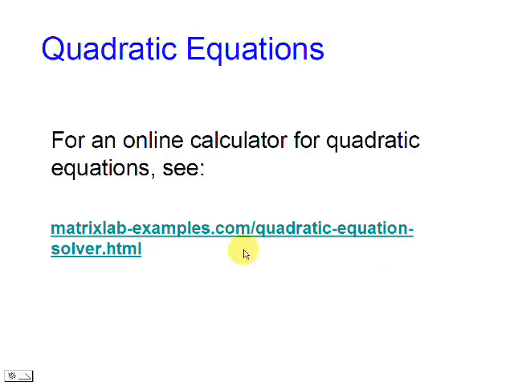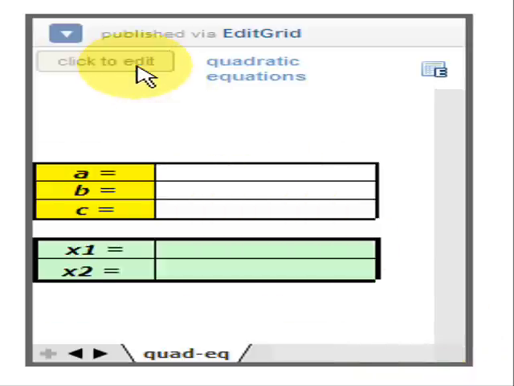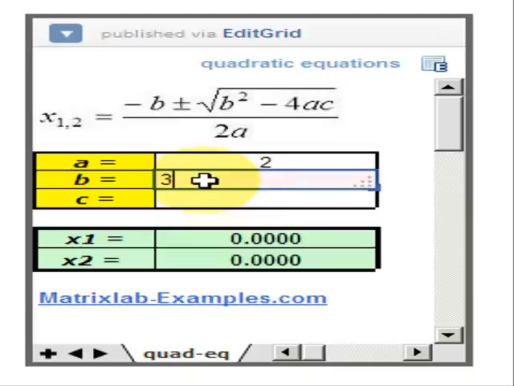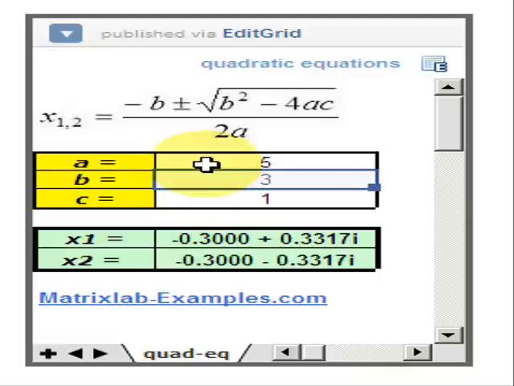Now let's use the calculator that we have for this purpose. We just fill in the blanks, first a, then b, and then the coefficient c. We can see the two solutions, in this case, minus 0.5 and minus 1. And we can explore solutions for other coefficients, even for complex solutions.